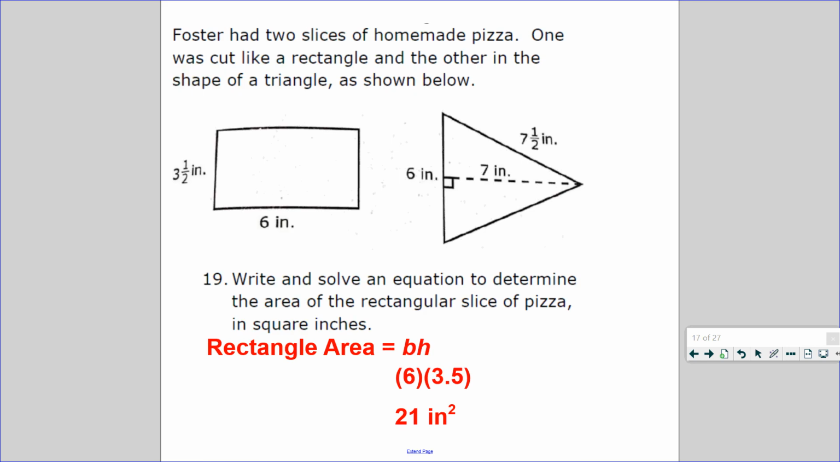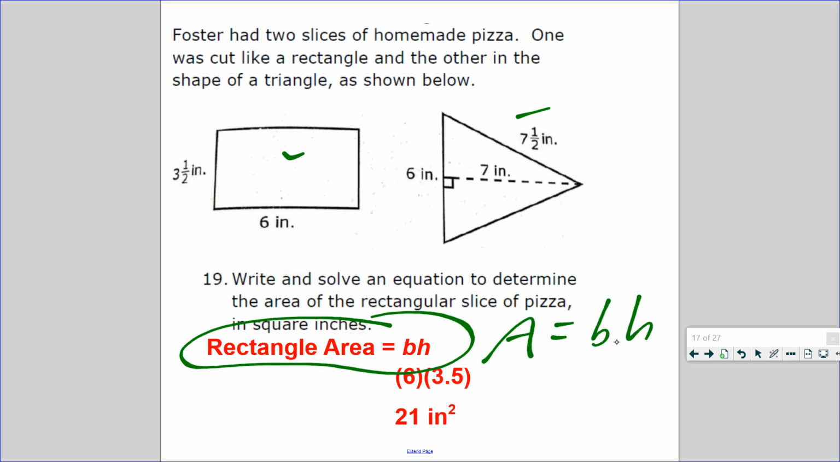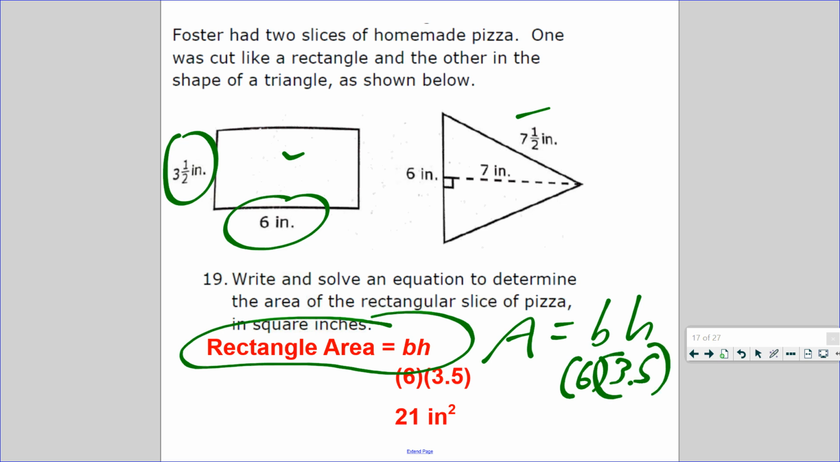Foster has two slices of homemade pizza. One was cut like a rectangle, blah, blah. The other one is a triangle, blah, blah. Write and solve the equation to determine the area of the rectangle. How do you find the area of the rectangle? Look at your math chart. It says area equals BH. B stands for the base. H stands for height. What's the base? 6. What's the height? 3.5. I'm going to turn it to a decimal, 3.5. If you multiply 6 times 3.5 equals 21 square inches.